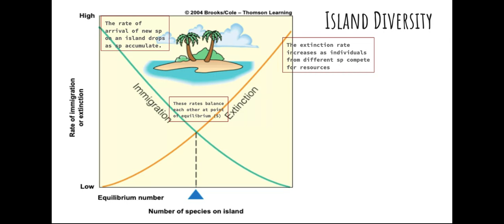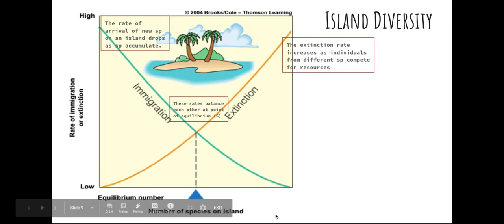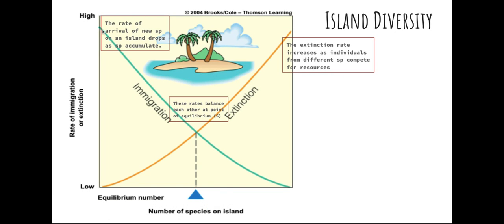Okay, let's look at this graph and analyze how these factors affect the number of species. On an island, there are species arriving onto the island, so there is going to be a high immigration rate, right?